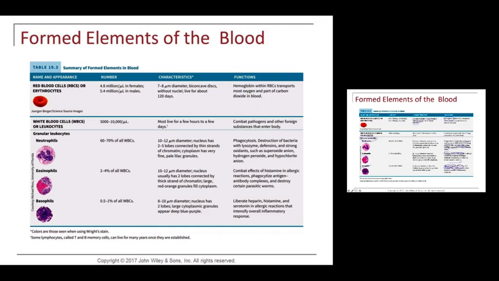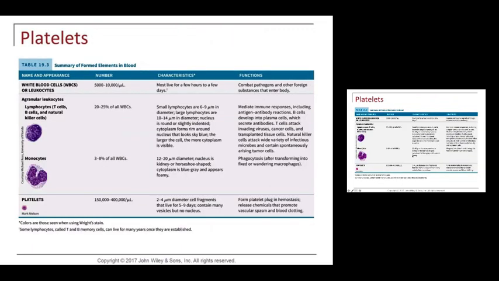The agranular were the T cells, the lymphocytes, which are T lymphocytes and B lymphocytes. Again, if you look at that top one, you can see that the nucleus is almost as big as the cell, and then the monocyte has the kidney bean-shaped nucleus. And then platelets right down here, very small. The platelets contain vesicles but no nucleus.